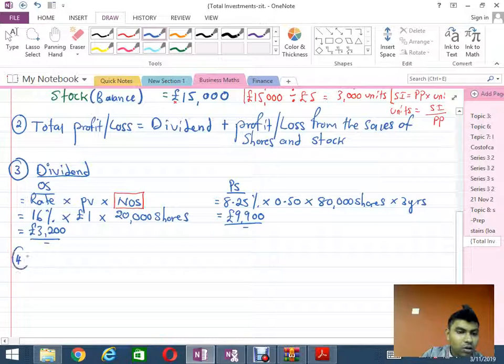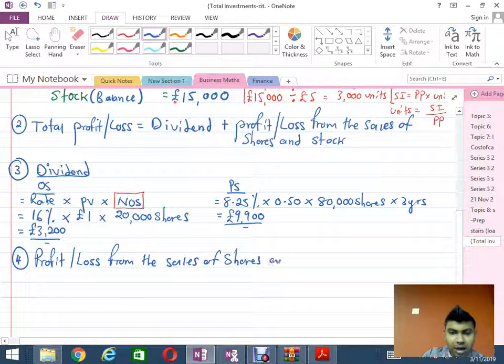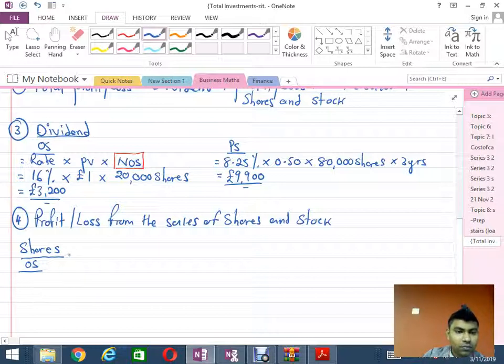Number 4, straight jump into the profit or loss from the sales of shares and stock. Okay, now so we start from the shares first. Ordinary share. So what's the formula? Selling price, purchase price times what? Number of shares.